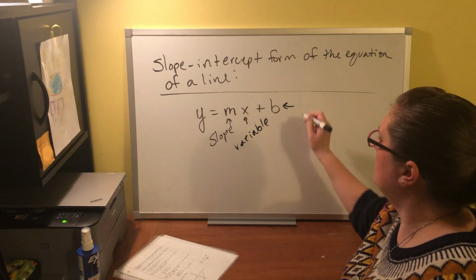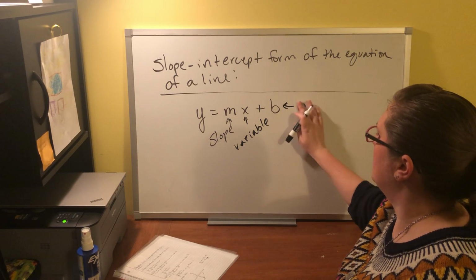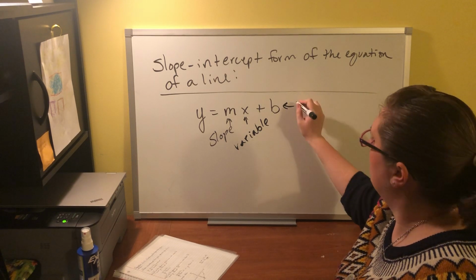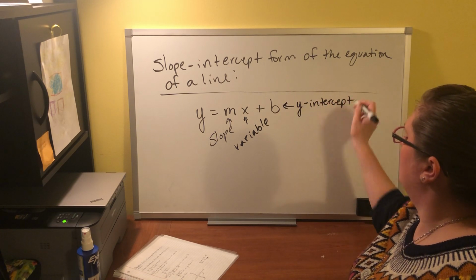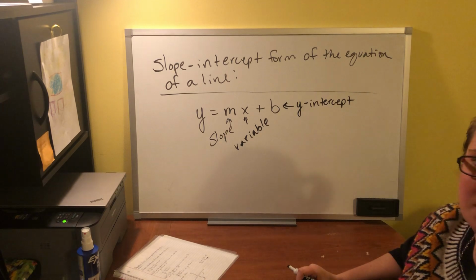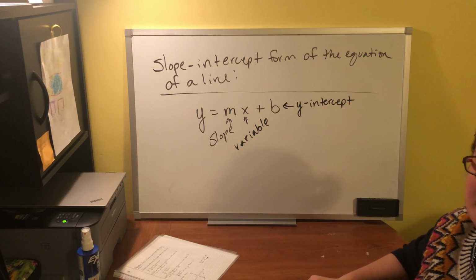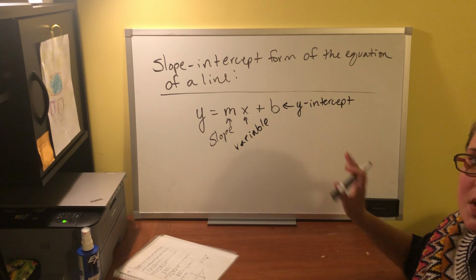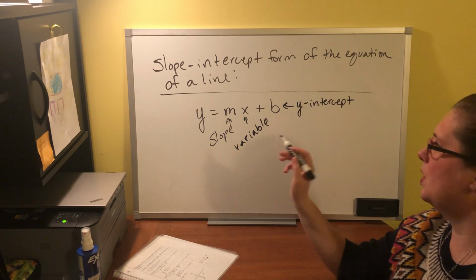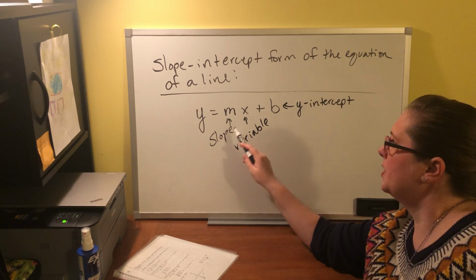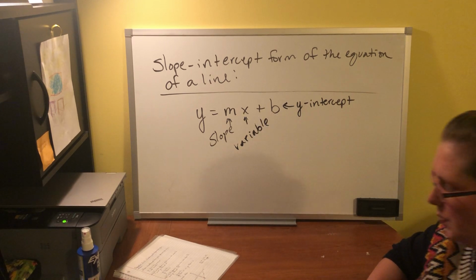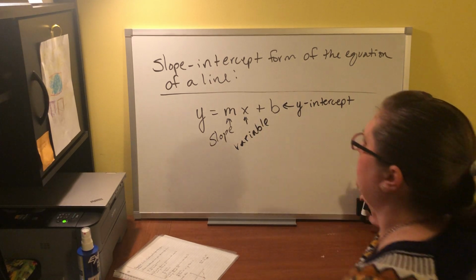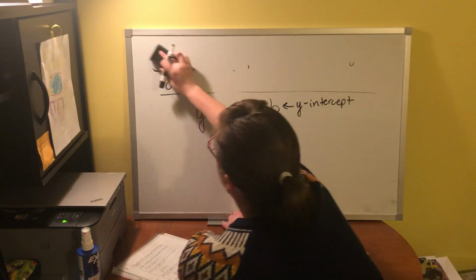B, so this is new. Well, I guess not new, but new with a letter. So this is the y-intercept. B is known as the y-intercept. So you have y equals slope times your variable of x plus your y-intercept of b.